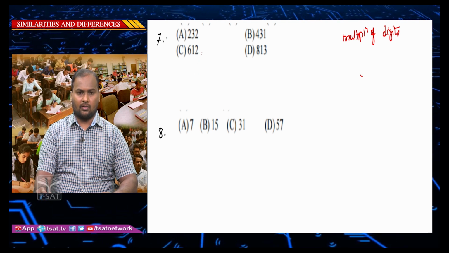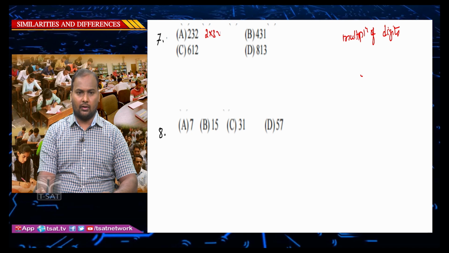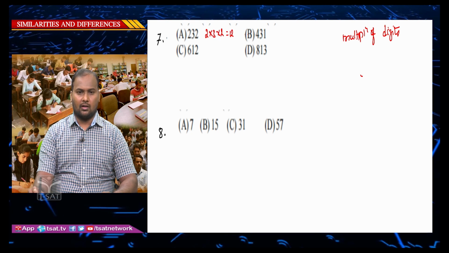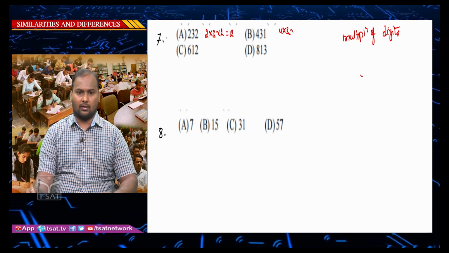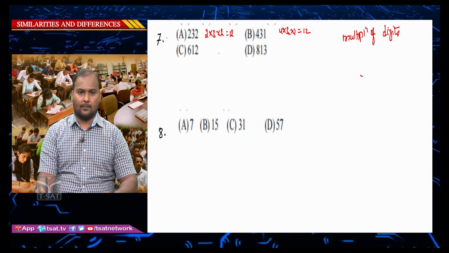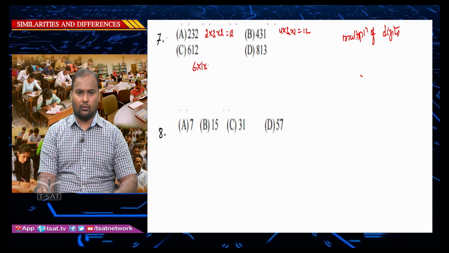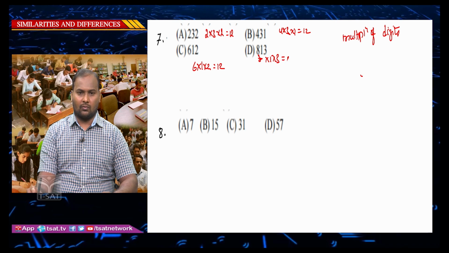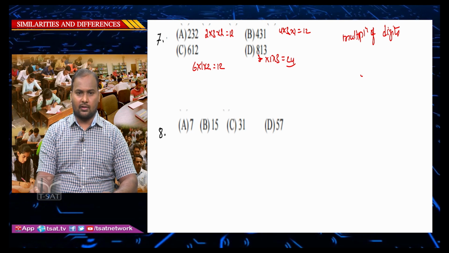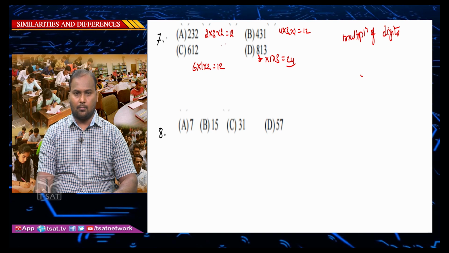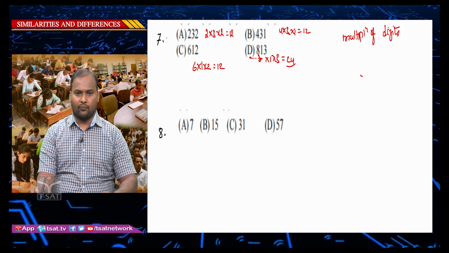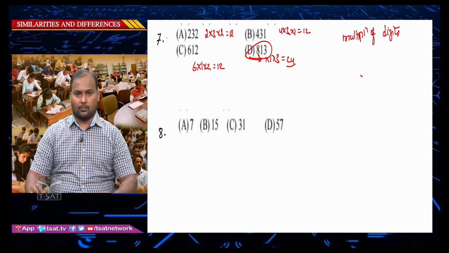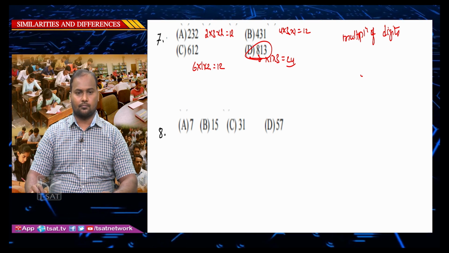For example, if you see option A, 2, 3, 2, you multiply it: 2 times 3 is 6, 6 times 2 is 12. In the same way, 4, 3, 1, then also 12. In the same way, 6 into 1 into 2, then also 12. Finally, 8 into 1 into 3, that equals 24. So what is the common logic here? The common logic here is, in A, B, C, the multiplication of digits is 12, whereas in option D, the multiplication of digits is giving the answer as 24. So the logic is multiplication of digits.